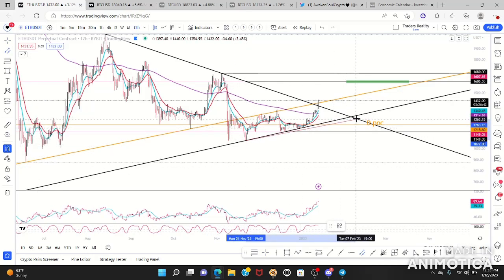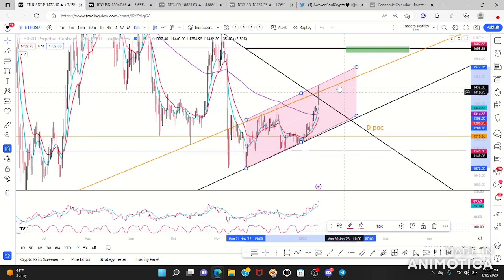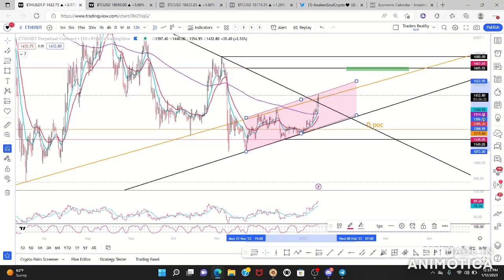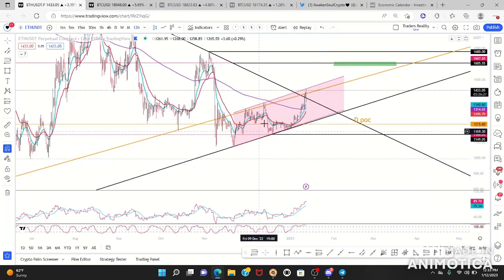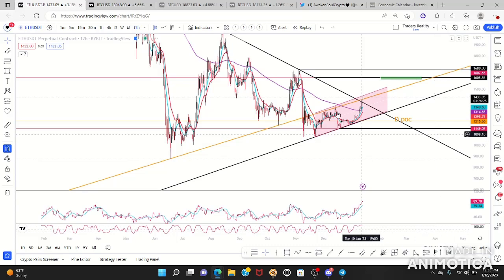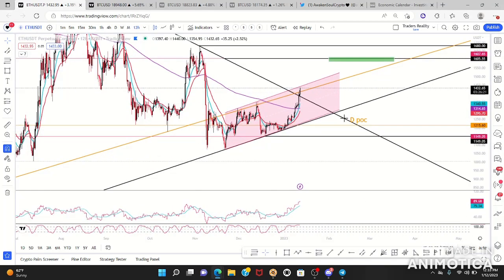One touch, two touch. So it's tapping it right on it. So that's perfect. And if you don't know, bear flags do break to the downside. But that's just a possibility, right?